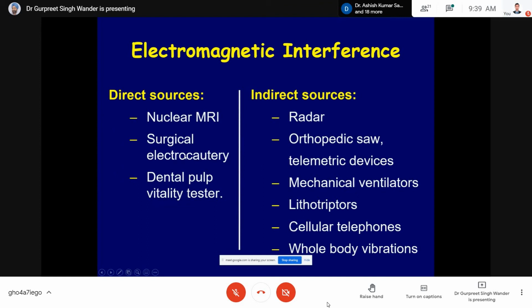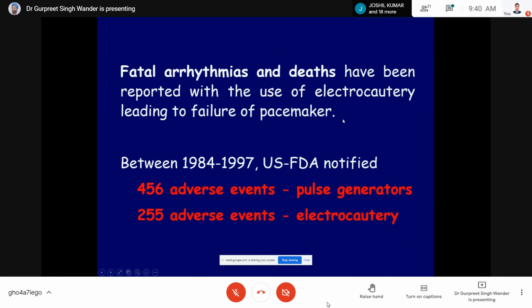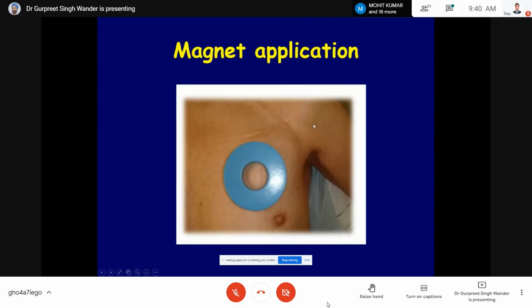Surgical cauteries, when surgeons have to stop bleeding, they have to use cauteries, so they can interfere, and dental pulp vitality testers. So all these things, the lithotripters, radars, all these cellular telephones, they all have interference with the pacemaker. It's an external device. There have been multiple adverse effects, and this is an area of research that we have. We do use this application.